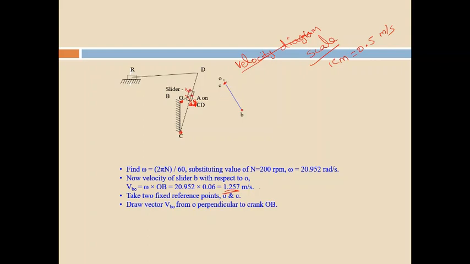Okay. So draw a perpendicular line to this OA. So we have drawn the velocity line. That is this line. We have drawn this. Okay, va?